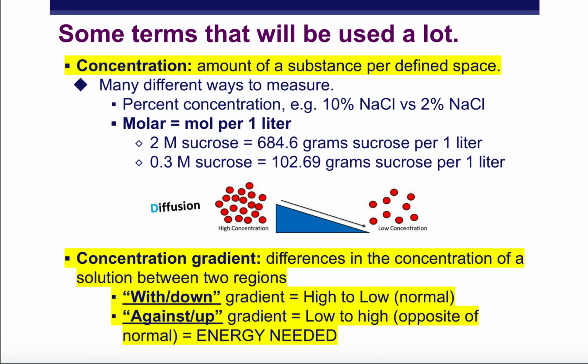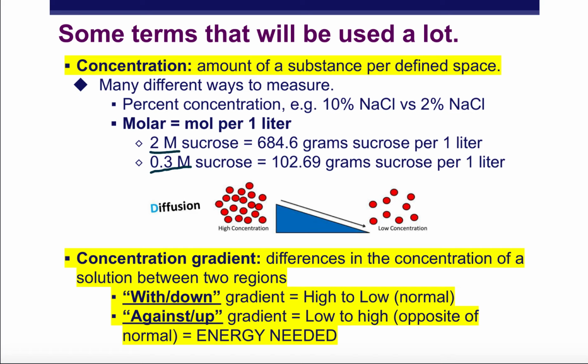Now here are some terms that are going to come up quite a lot in these notes today and in the next notes. The term concentration, just to remind you, is the amount of substance per defined amount of solution, or defined space, whatever. There are many ways to measure it, but one of the more common ways is a term called molar, and you don't really need to know much about it. You're going to go into super depth on how to calculate molarity in chemistry, but as long as you recognize 0.3 is less concentrated than 2, you're good.